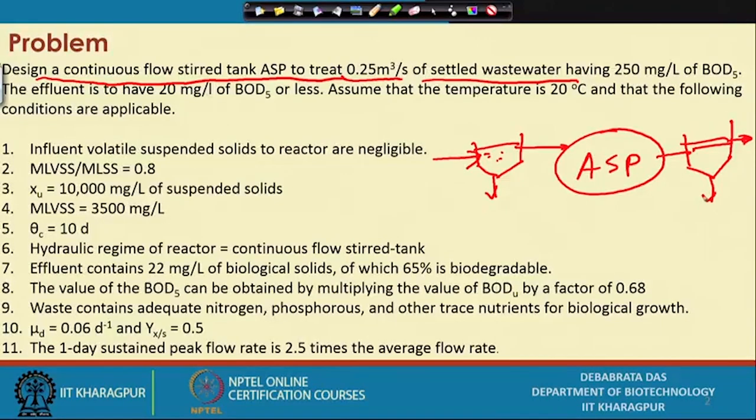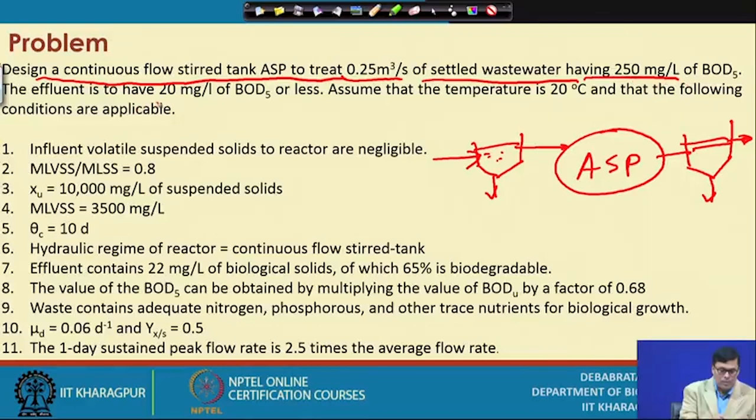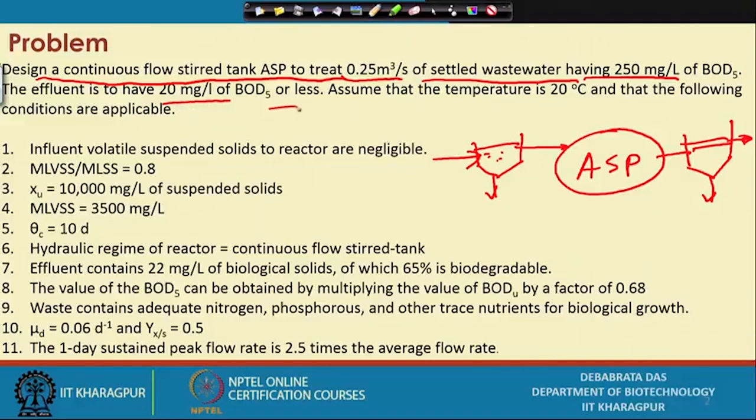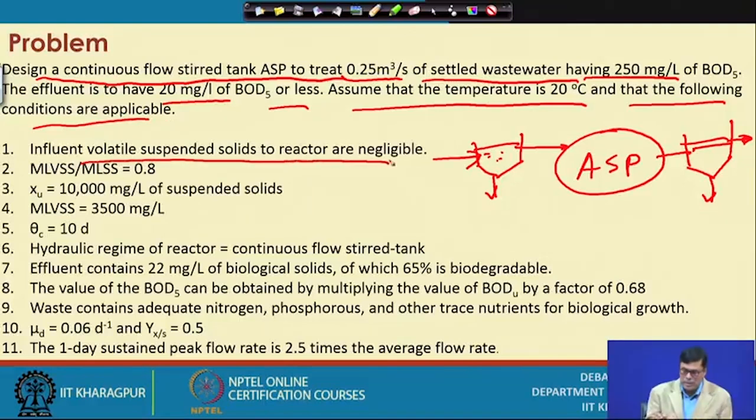So, this is exactly what is mentioned: design a continuous flow stirred tank activated sludge process to treat 0.25 cubic meter per second of settled wastewater having BOD5 of 250 milligram per liter. The effluent has 20 milligram per liter of BOD5 or less. Assume the temperature is 20 degree centigrade and that the following conditions are applicable. The influent volatile suspended solid in the reactor is negligible.